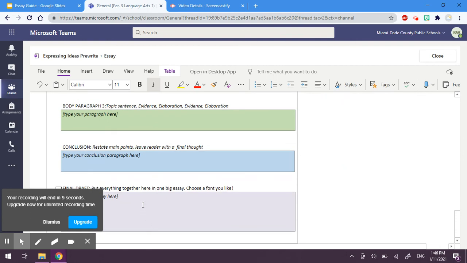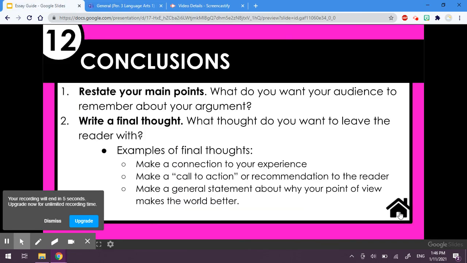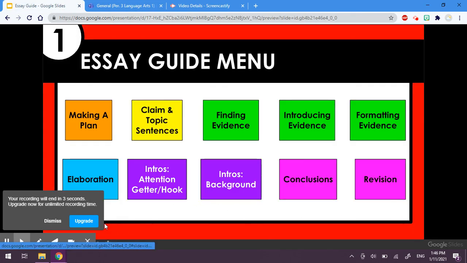And then you are ready to revise. You've got a complete draft of your essay. So all you need to do is look at your revision steps. I hope this was helpful and have a great day.